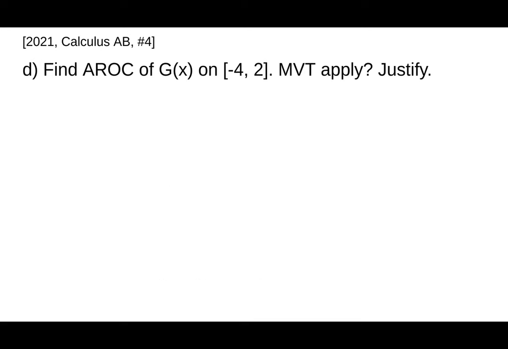In part D, we are asked to find the average rate of change of g of x on the interval from -4 to 2. And then we are asked if the mean value theorem applies. That is, is there a value of c on the interval from -4 to 2 where g prime of c, or f of c, is equal to that average rate of change, and then to justify our conclusion.